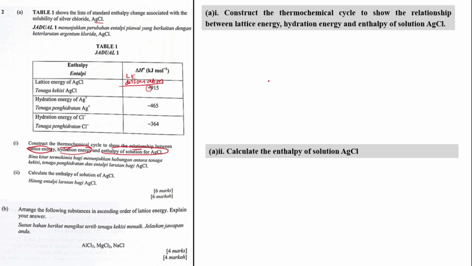Okay, in order to construct the thermochemical cycle, I will start with the enthalpy of solution of the AgCl as my target equation. So I have my AgCl solid. When it is dissolved in water, which is the enthalpy of solution, the ionic solid AgCl will be decomposed into Ag plus aqueous ion plus Cl minus aqueous ion. And the delta H solution here is unknown, and we need to figure it out in step number 2.